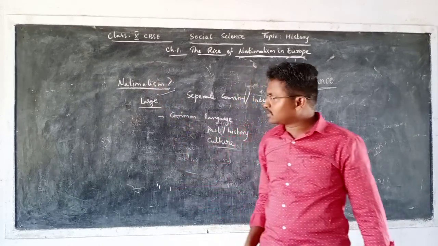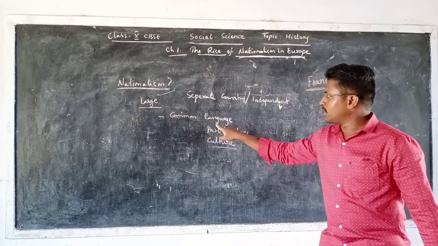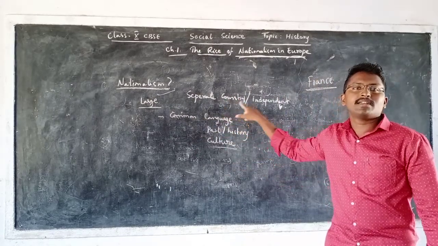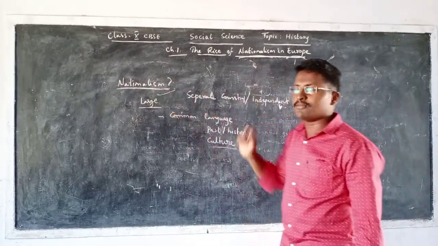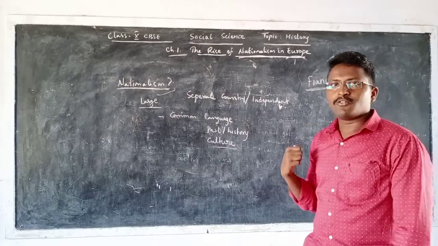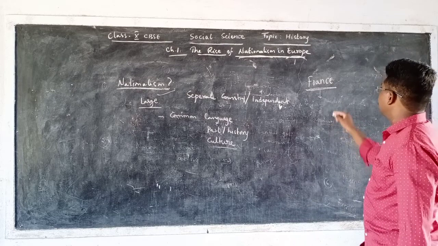So just now we have discussed that nationalism means a large group of people who share a common past, history, and culture, and who want to form a separate or independent country. Then where has it emerged? It has emerged in France. Then you may ask, why only in France? How did it emerge in France?